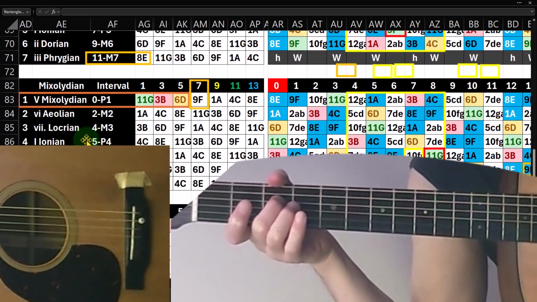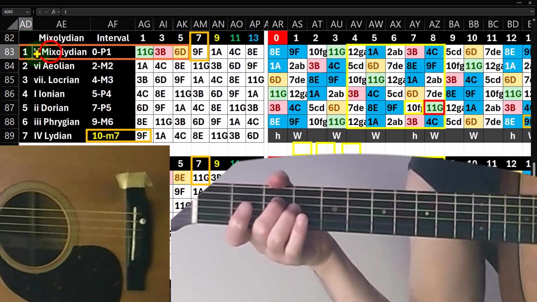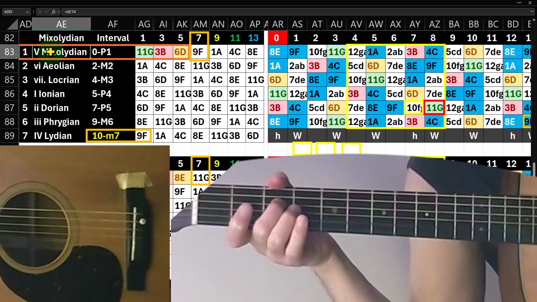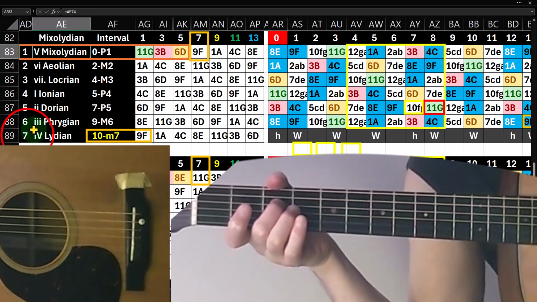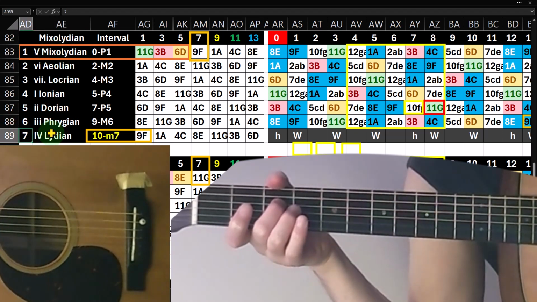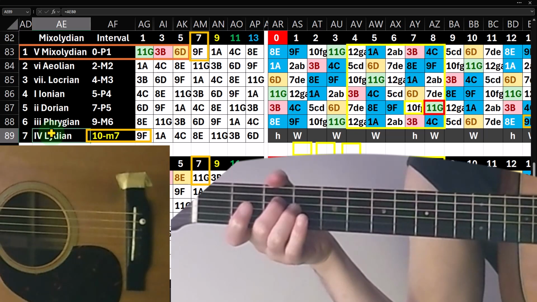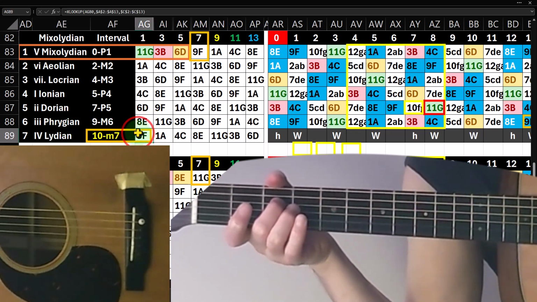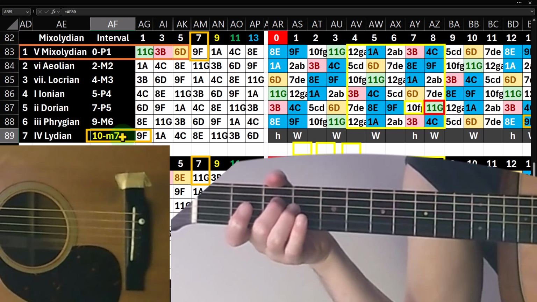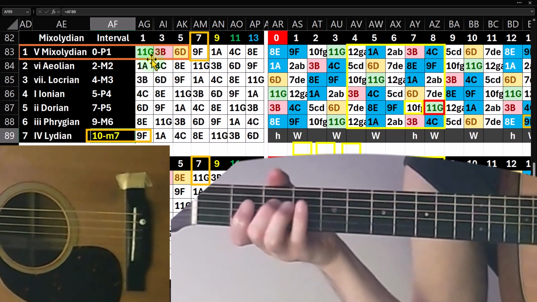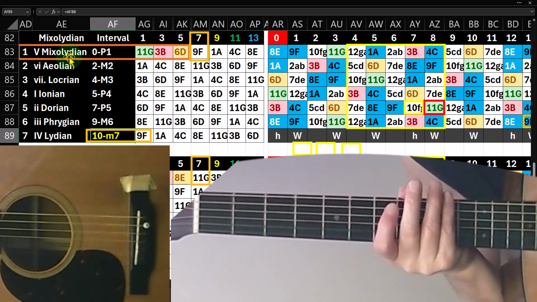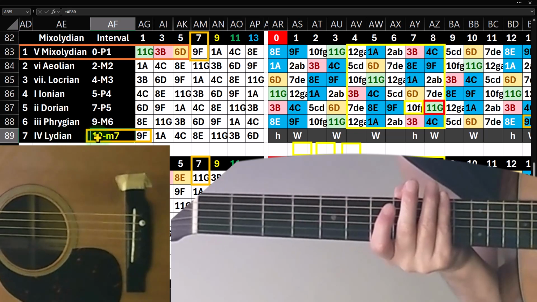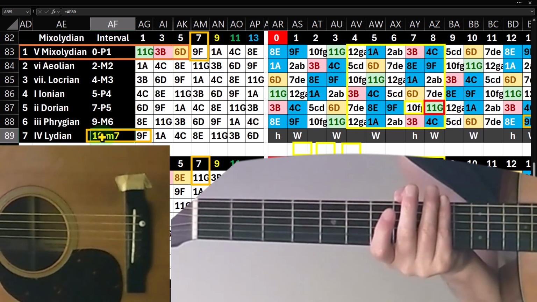Go down to the Mixolydian, relative position 1, absolute mode number 5, Mixolydian, going to relative position 7, absolute mode number 4, Lydian, which is the F, which is a 10-note away, minor 7 away. So anytime I'm going from the Mixolydian to the Lydian, the interval is going to be a 10-note away minor 7.